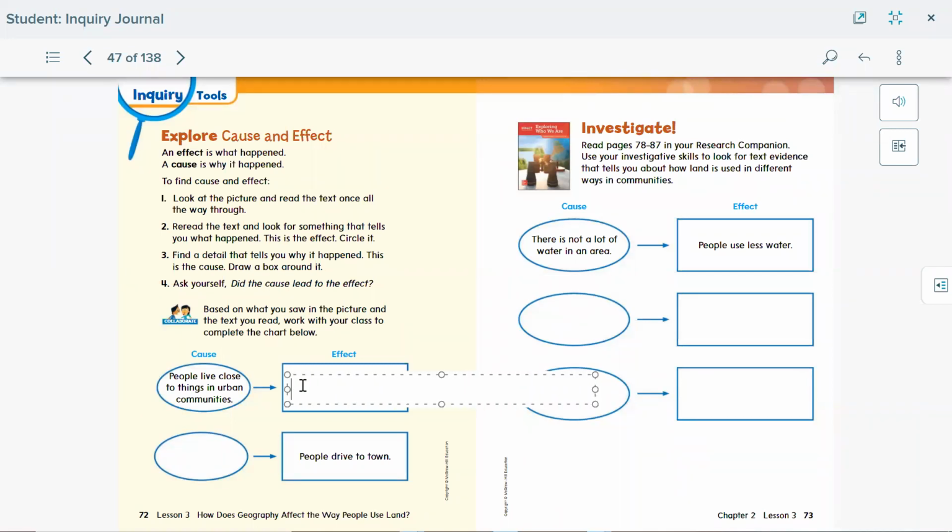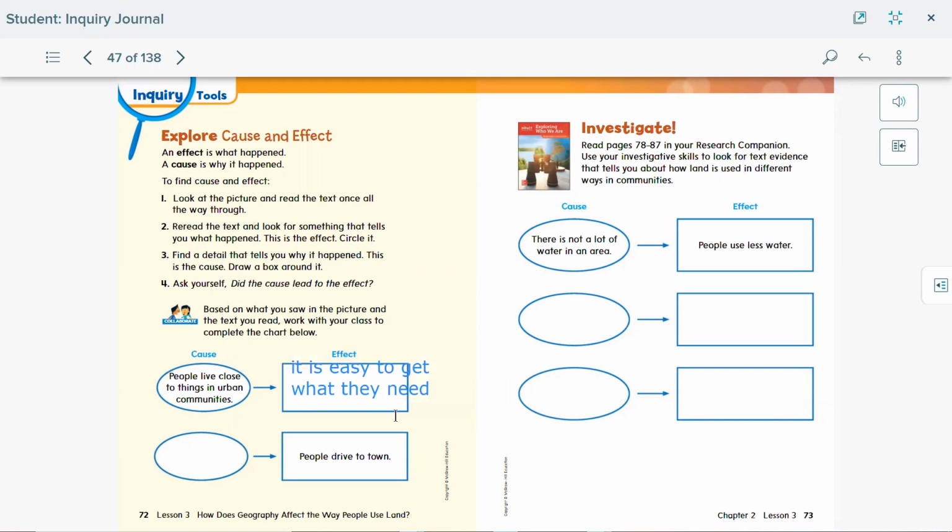Because people live close to things in urban communities. So what's the effect? It's easy to get what they need, or easy to visit places and to move around.